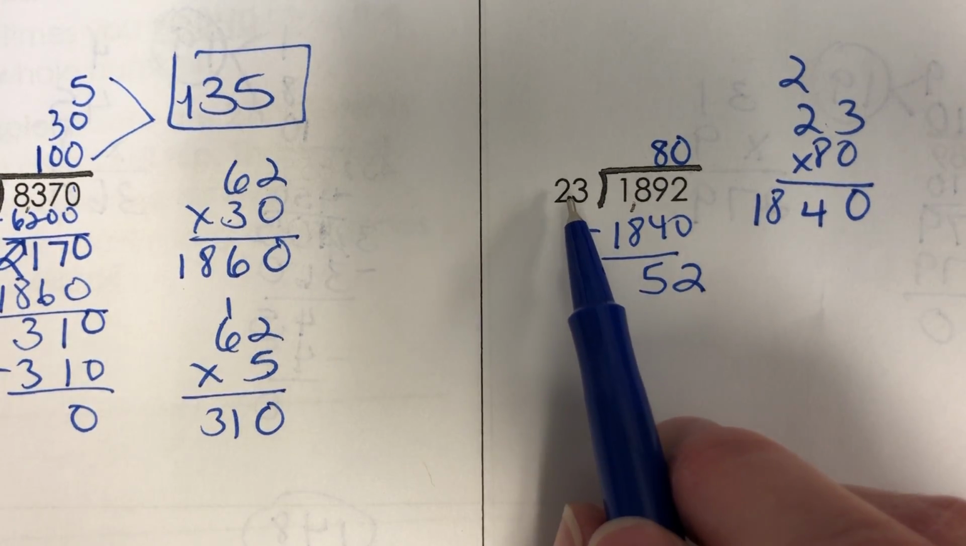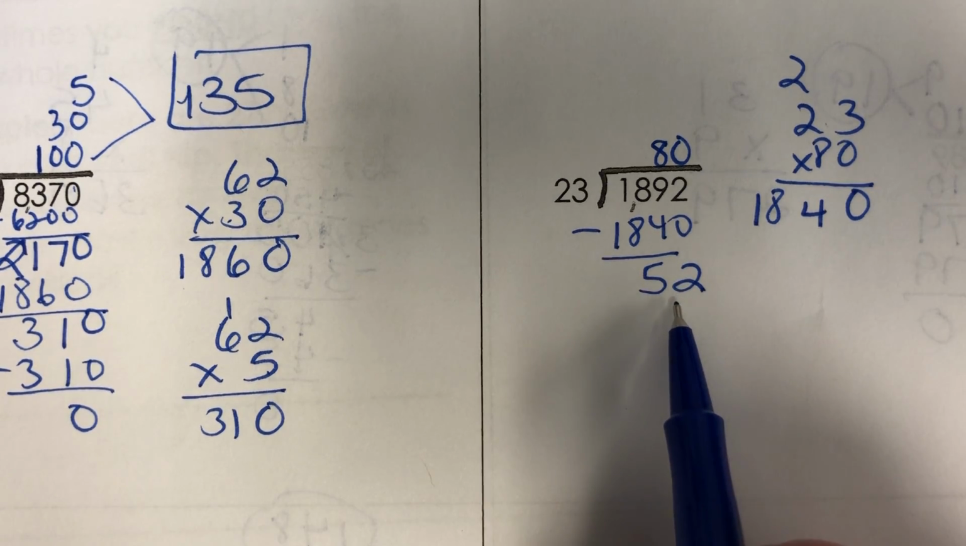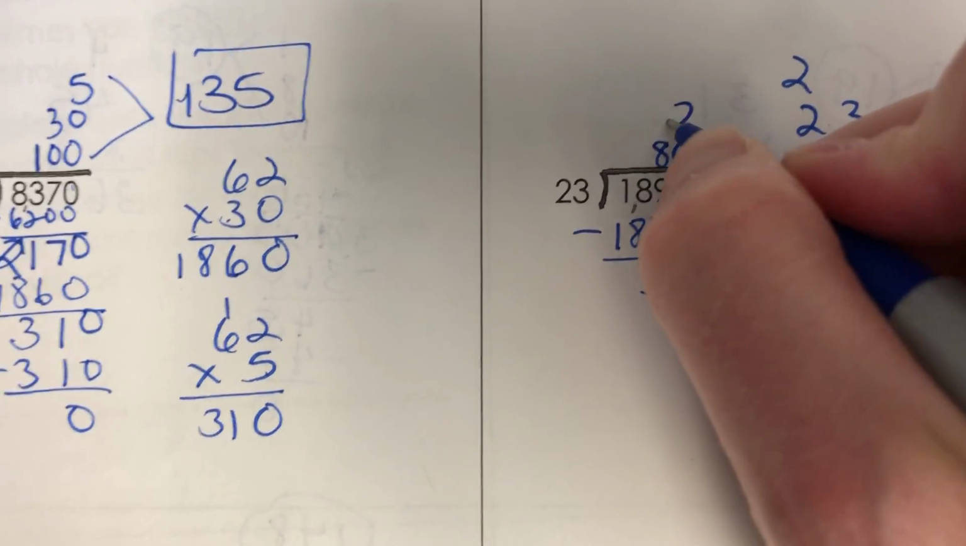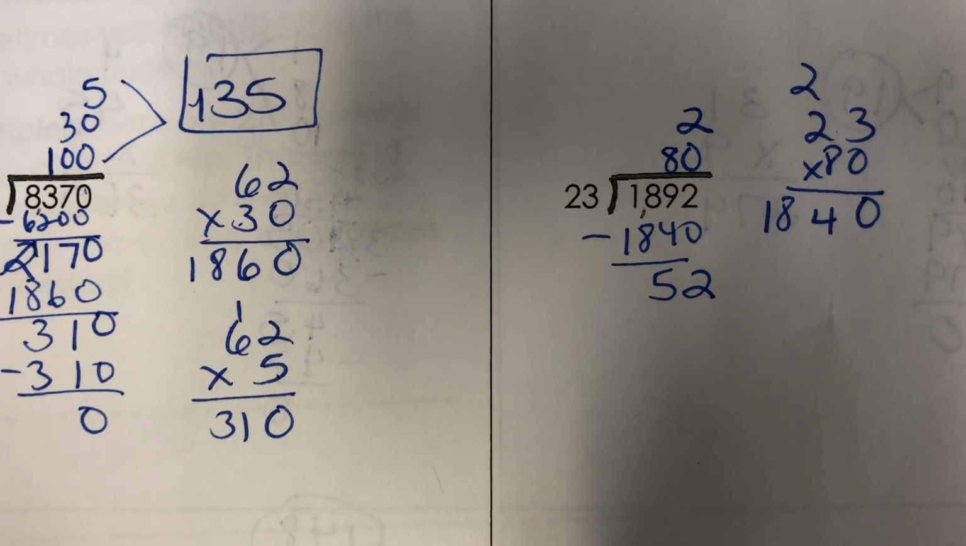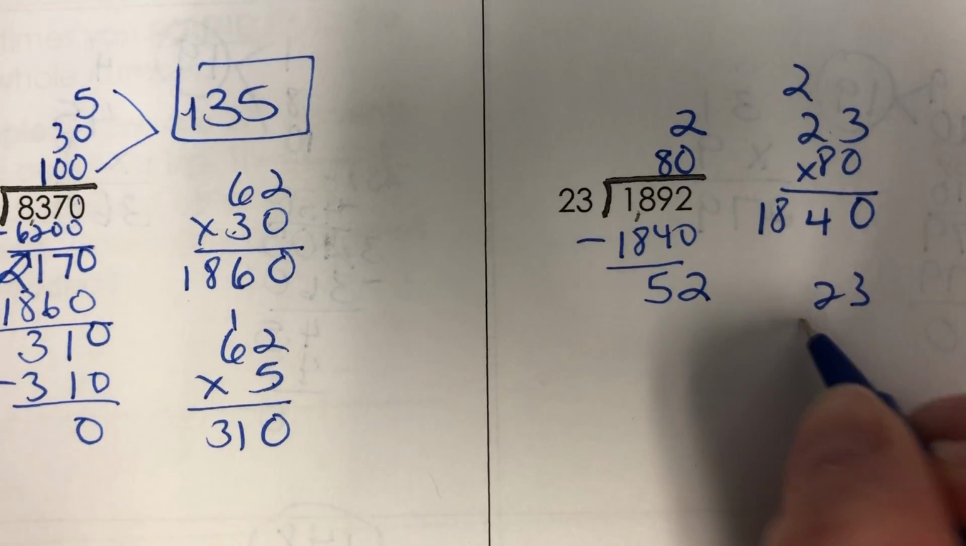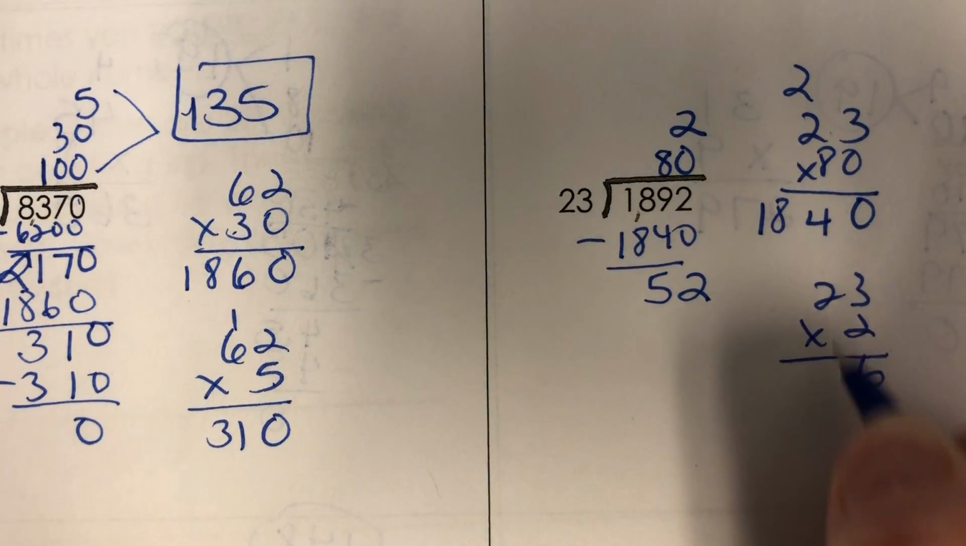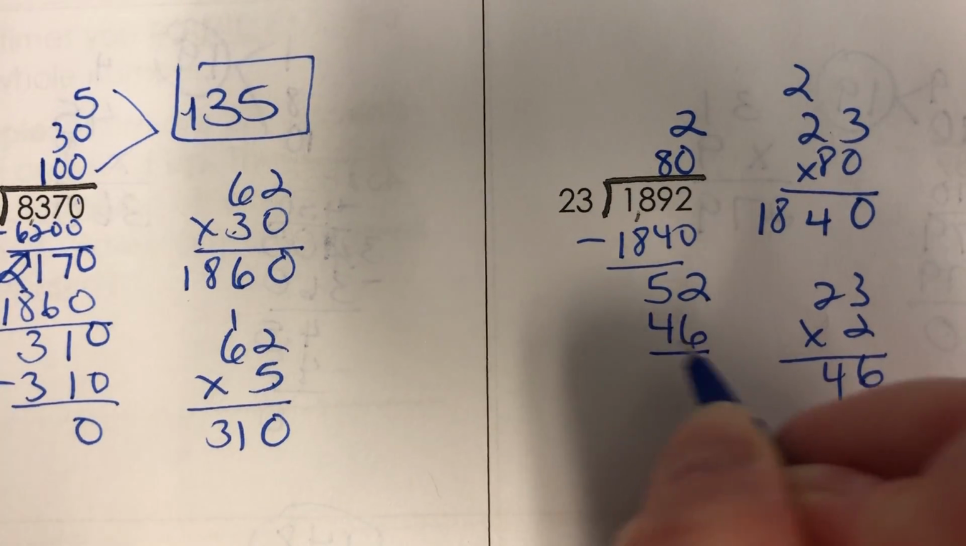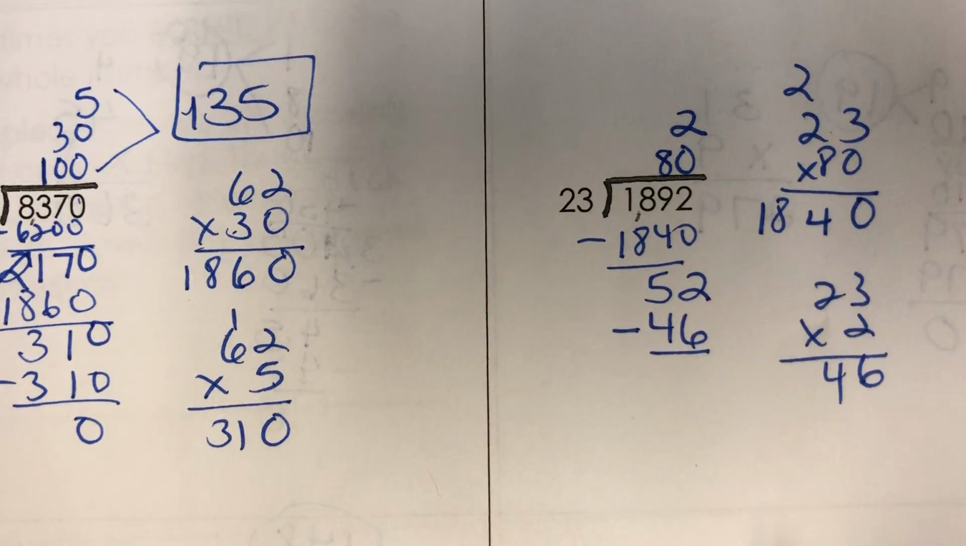Well, I know that 23 and another 23 would make 46, and I definitely can't fit another one in there. So I would say 2. And I just said 23 times 2 is 46. And if you don't believe me, then do 23 times 2. 3 times 2 is 6, and 2 times... Oh, yeah, it is. Should have listened to you, Mrs. Trombley. All right, 52 minus 46.